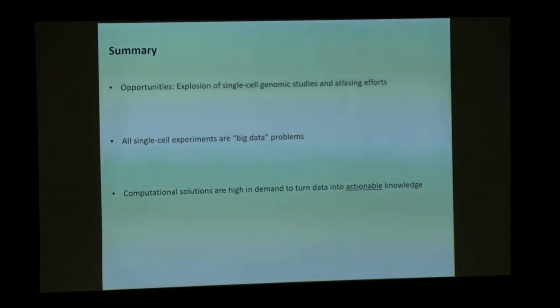So just to summarize my talk, there is an explosion of single-cell genomic studies and different atlasing efforts, so there are a lot of opportunities, including funding opportunities for grants. The data generated by these efforts are inherently big data problems, right? Multidimensional, with many data points. What I think is that computational solutions are in high demand. We generate a lot of this data, but there must be ways to analyze it, and hopefully we can turn this data into actionable knowledge. Not just knowledge, but actionable knowledge, like I've shown here.